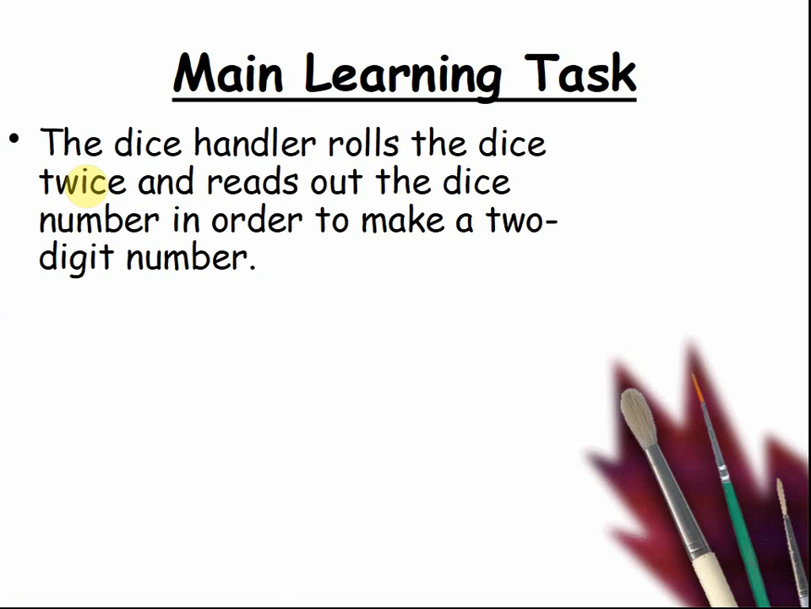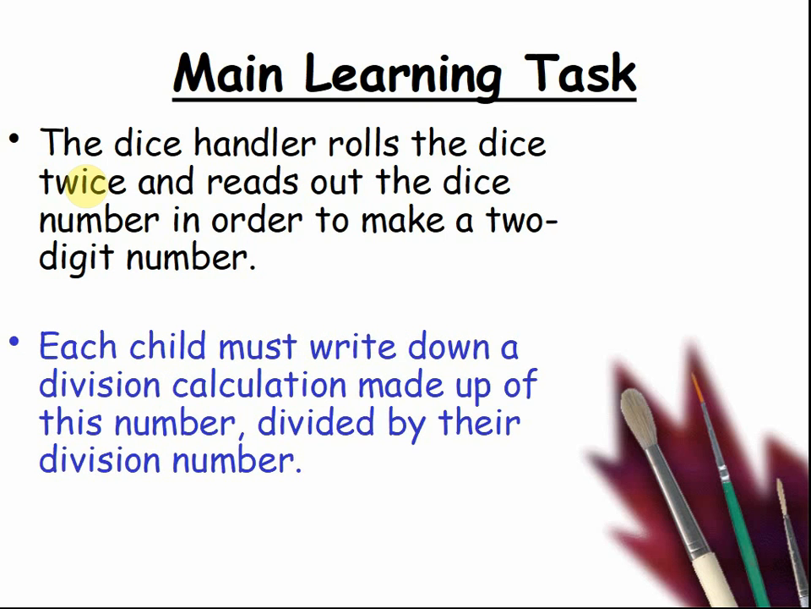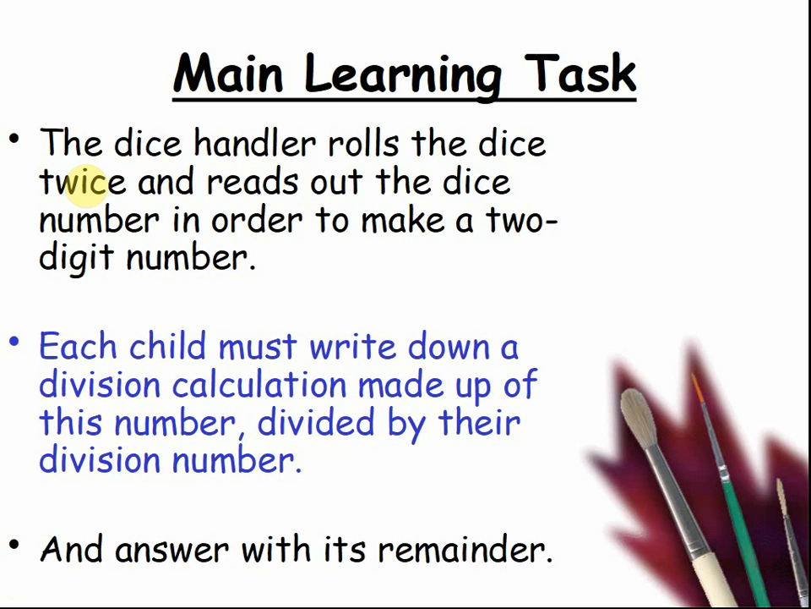The dice handler rolls the dice twice and reads out the dice number in order to make a 2-digit number. So if it was a 1 and a 5, they would say 15. Each child must write down a division calculation made up of this number divided by their division number. So if it's 15 and you had 3, you would write down 5 and answer with its remainder.